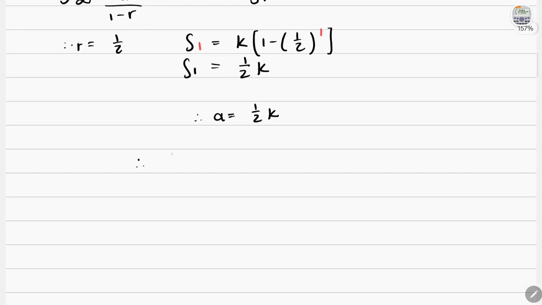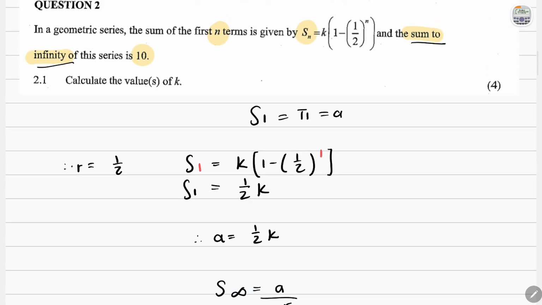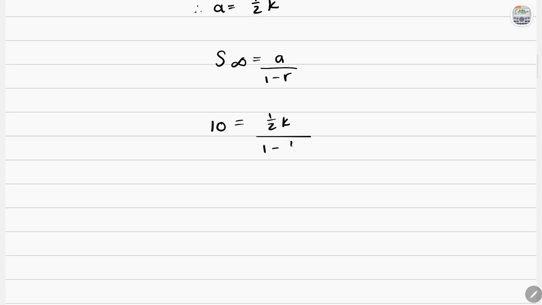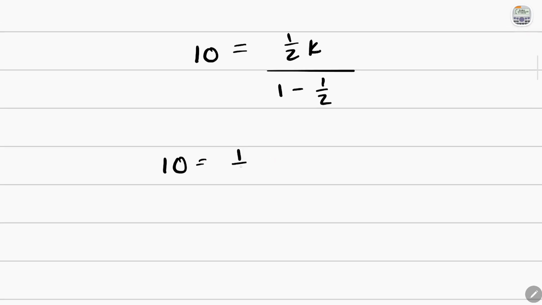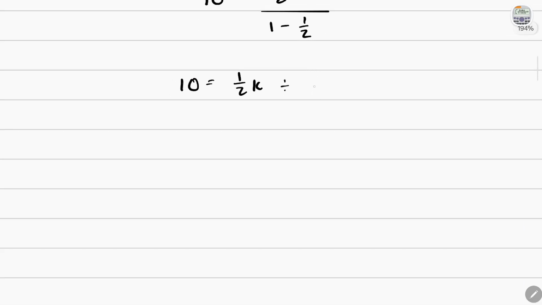We can find this. I'll just rewrite this formula here, saying the sum to infinity is equal to this. And we know the sum to infinity is 10. So we'll say 10 is equal to a, which is a half k, over 1 minus r. 1 minus our ratio of a half is a half. So 10 is equal to a half k over a half. We're dividing by a half, so you can just use tip and times: swap the numerator and denominator, and change the division to a multiplication.